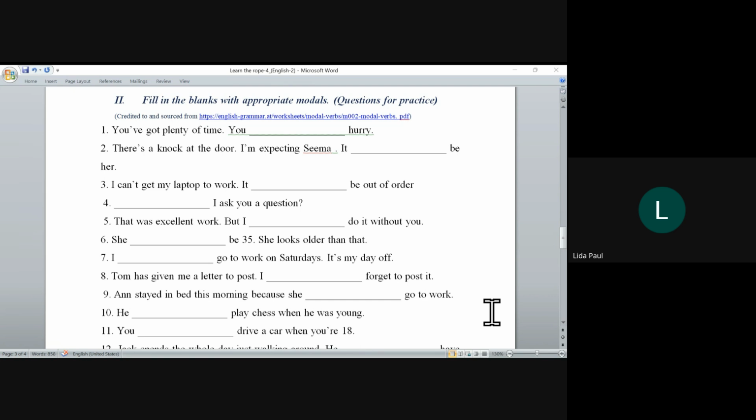Orders and commands: must, and also will. Intention: will or shall. Both can be used, will or shall.